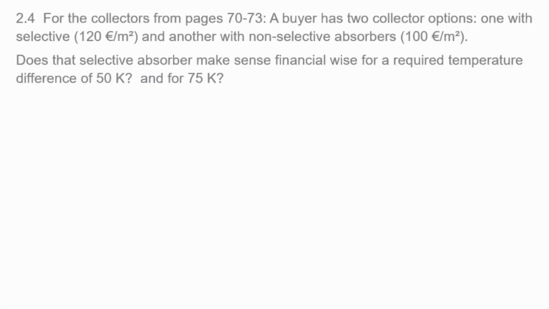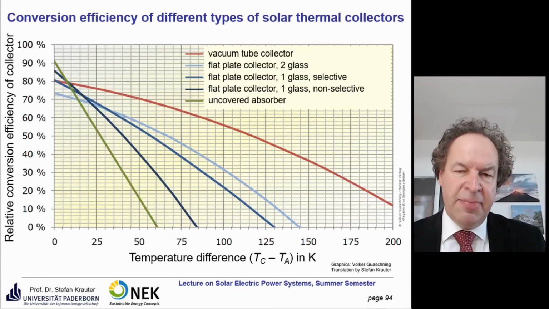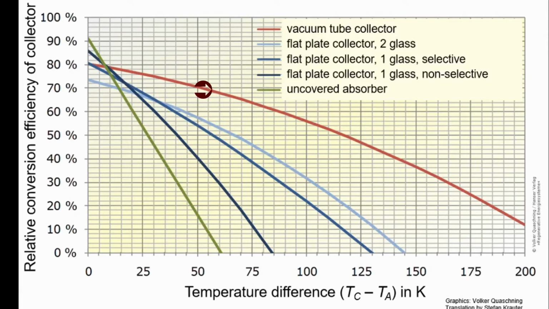We have the selective collector at 120 euros per square meter and a non-selective absorber at 100 euros per square meter, and the two temperature differences, 50 Kelvin and 75 Kelvin. And we take a look at the curves again. Here we have the different types of solar collectors, and here you see the vacuum collector. Sure, it stays at high temperature for a long time, it has optical losses, and also the constructive means are more extensive. What we compare here is the middle blue and the dark blue line.